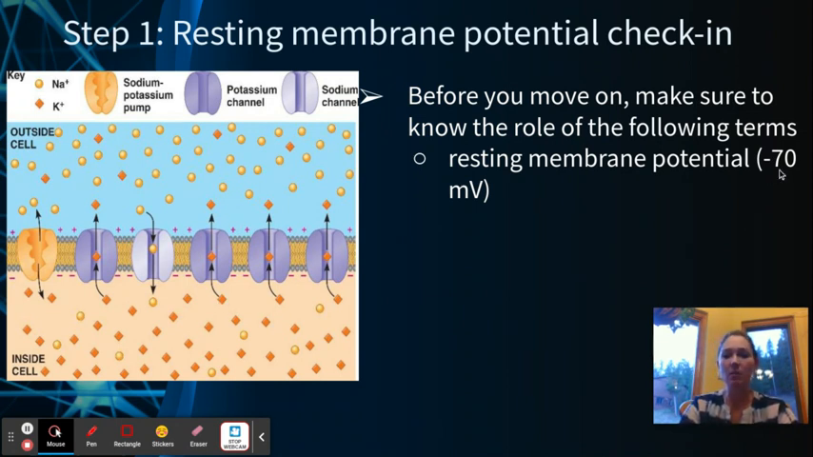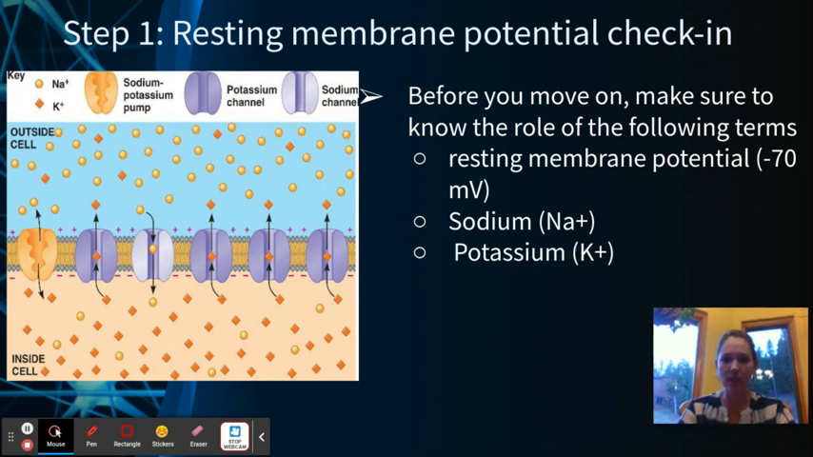And so the resting membrane potential is said to be at negative 70 millivolts because it's more negative on the inside, because there's less positive stuff. So you need to know where more sodium is and the direction that it's going to diffuse in, where more potassium is, and which direction it's going to diffuse. Remember, sodium is going to diffuse in if it can, because it's in higher concentration outside. Potassium will diffuse out if it can, if the gates are open.